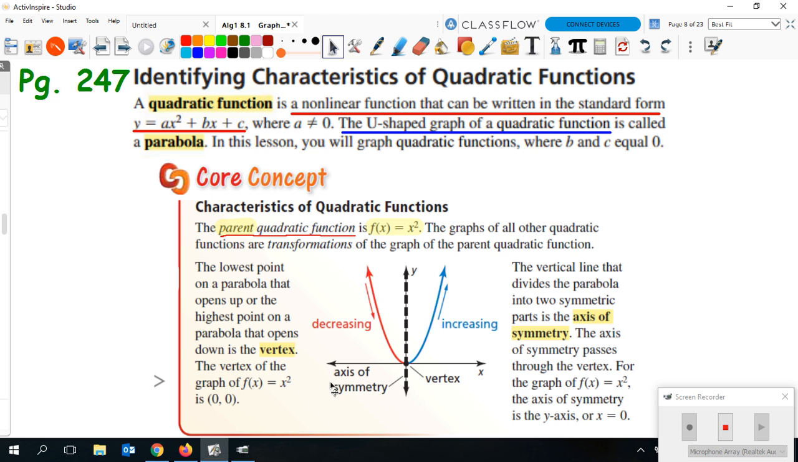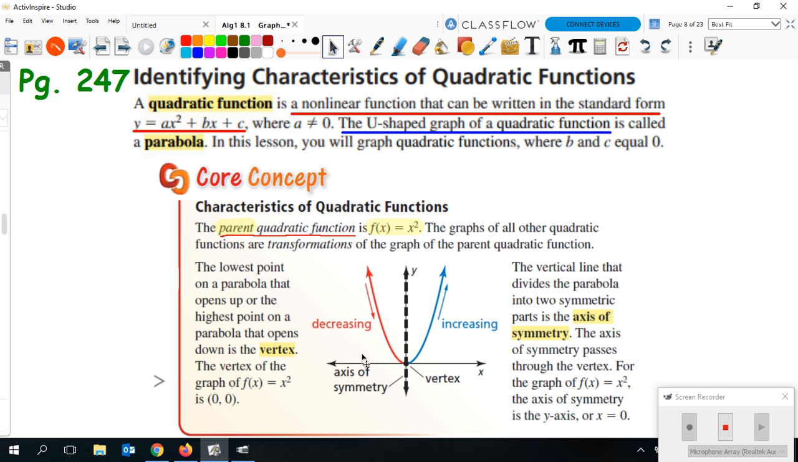Now we would describe this axis of symmetry in terms of an equation. In this case, the equation would be x = 0. It's always going to be x equals, because in this case it's a vertical line going right down through the x at 0, so that's why it's x = 0.